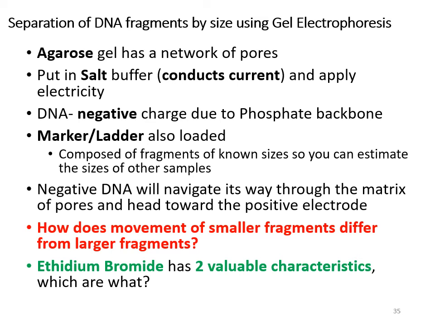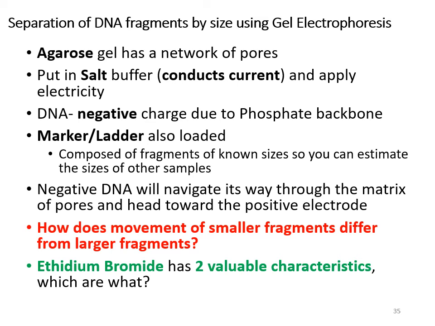And ethidium bromide has two functions in gel electrophoresis that I want you to know. One, it's what we call an intercalating agent. That means that it pulls between or collects between the base pairs of DNA. The second characteristic is that it glows under UV light.